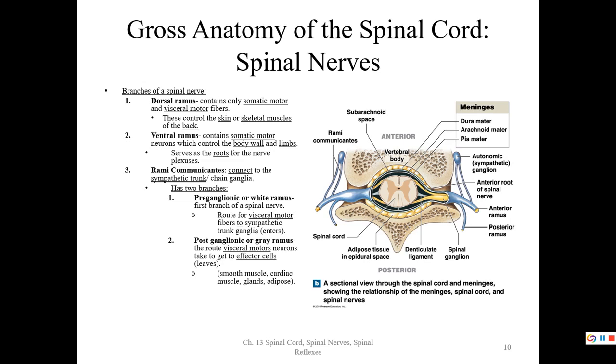Postganglionic gray ramus is how we exit the ganglia. You come in white and leave gray, like your laundry. Okay? I hope that helps you understand it.